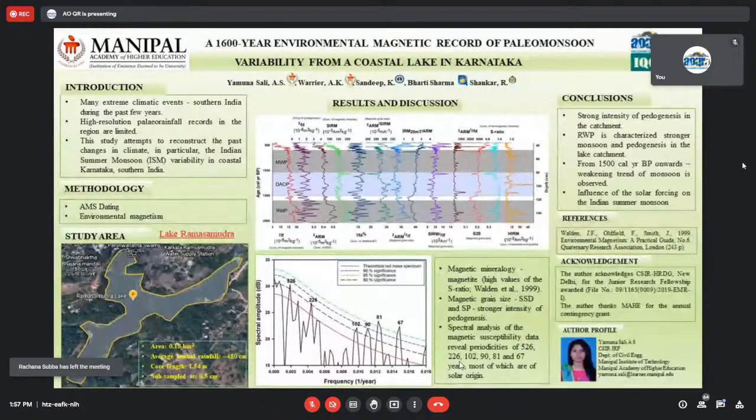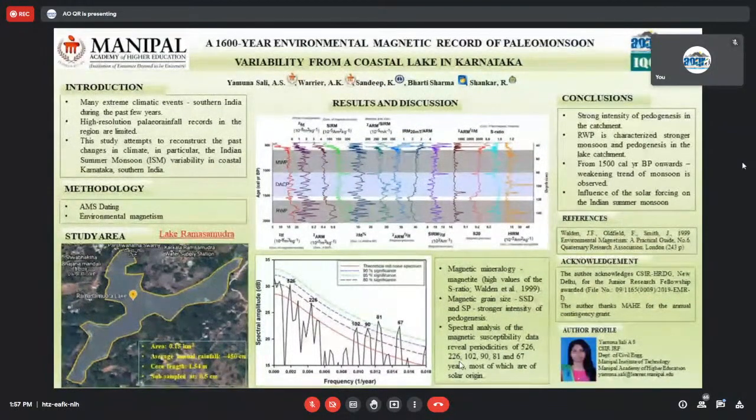All the concentration-dependent parameters, that is KLF, KARM, and ARM, decrease at 37 or 51 calibrated year before present. It represents a weakening of the monsoon during this period. An abrupt and anomalous decrease in the values of concentration-dependent magnetic parameters can be seen from about 600 calibrated year BP onwards. The KLF value is lowest for this interval. This period witnessed the weakest monsoon rainfall from 2037 to 1600 year before present.